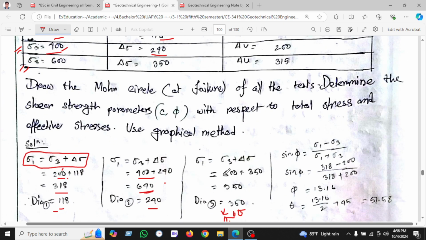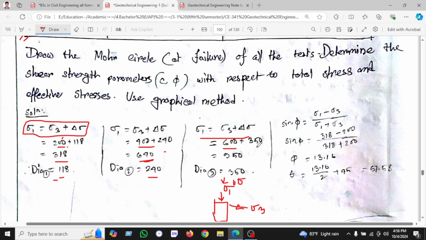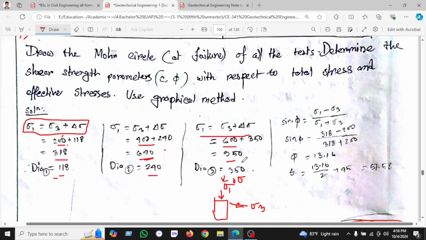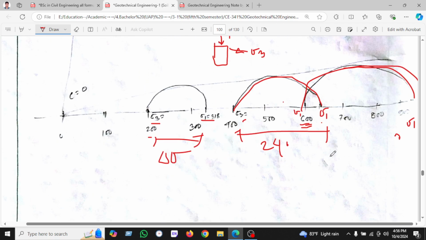And in this way we will calculate the third circle. We know here sigma 3 is 600. This circle, these are sigma 1 and these are sigma 3, which is 600, and delta sigma is given, and sigma 1 is 950. So this will be 950, and the diameter will be 350.